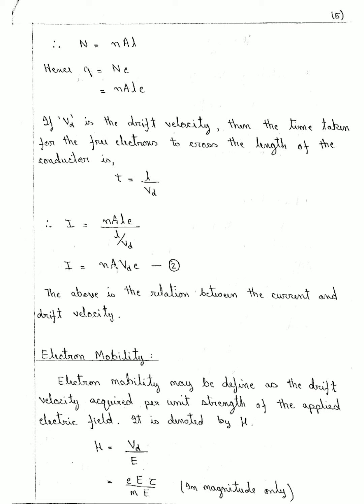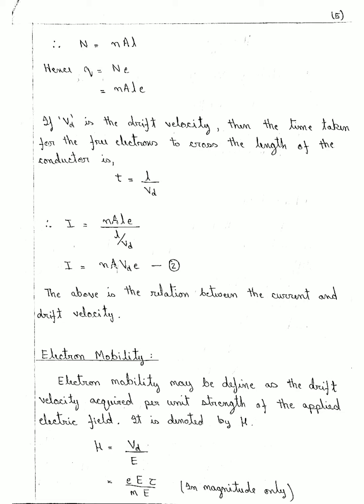And putting the value of this t and Q in equation 1, we have I to be equal to nALe divided by L by Vd. And you cancel L and L. What you are left with is nAVde. So this is the relation between the current I and the drift velocity Vd. And here we can see that the current depends upon the electron density, the area of cross-section A, the drift velocity, and the elementary charge e. So you need to remember this relation.